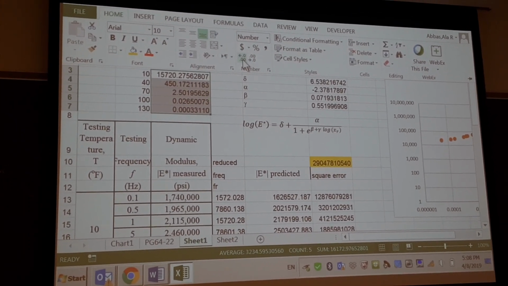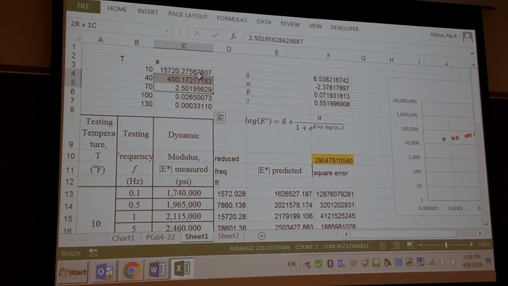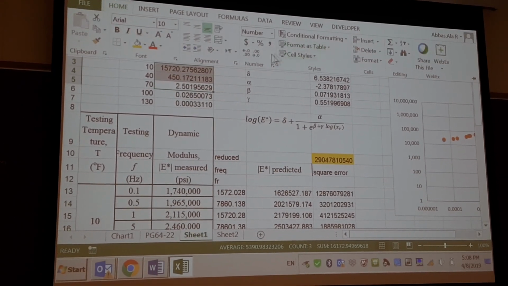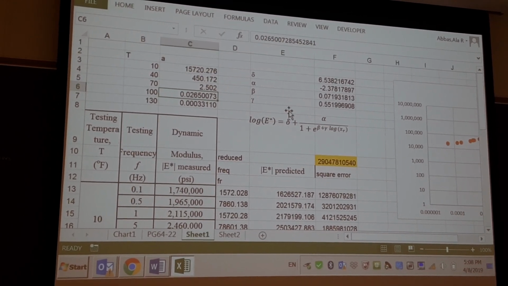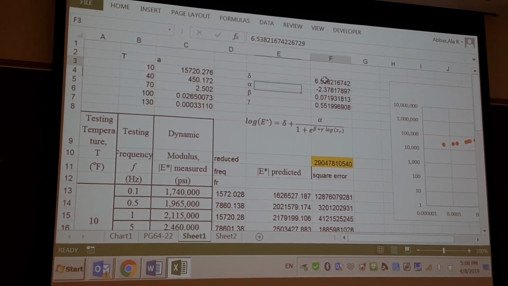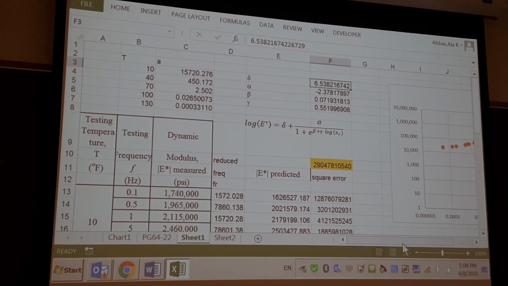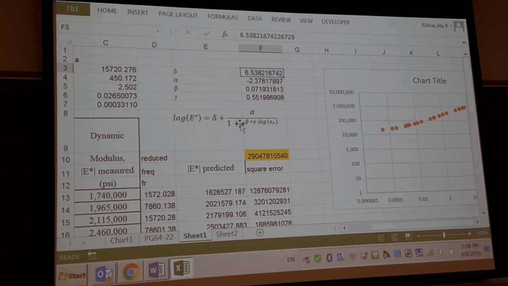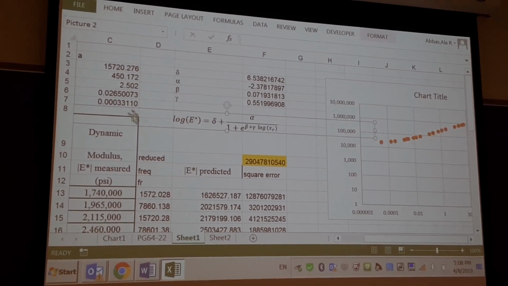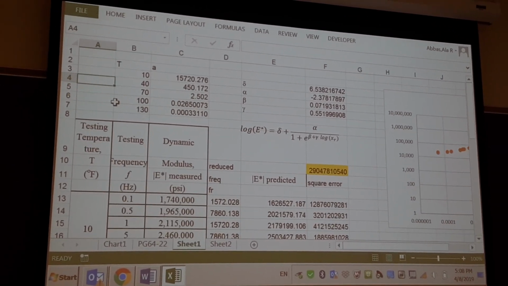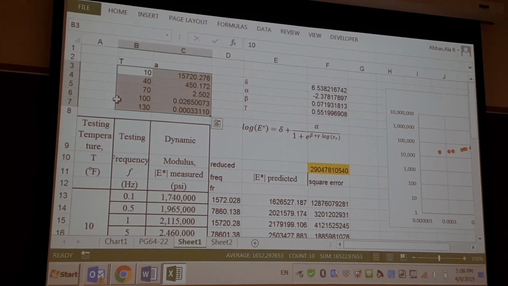You have to be a little bit careful with these because the small ones will need to have more digits. The larger ones can be okay, but these ones need to still have a large number of digits. Okay, so now this is the modeling for which? This is the modeling for the shift for the sigmoidal model. Now you can also do a model for the shift factors.